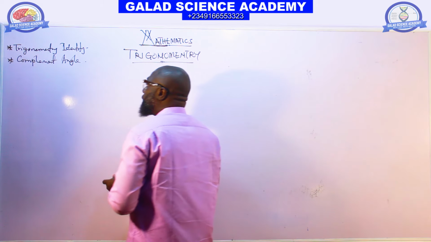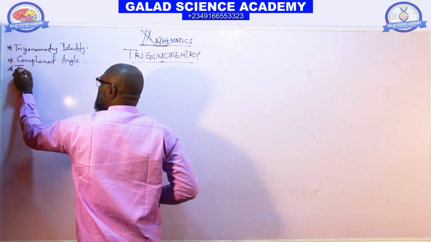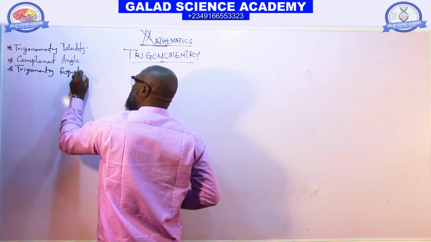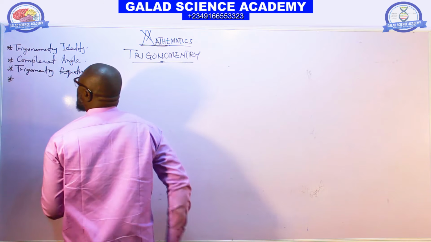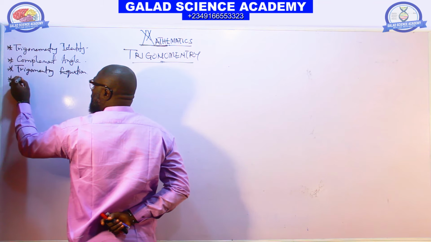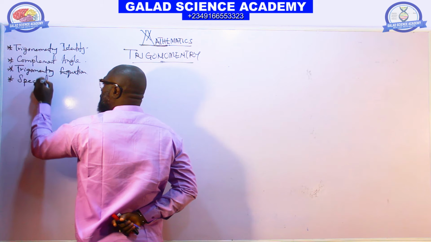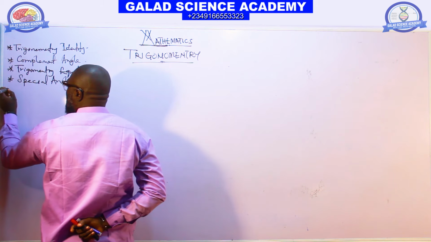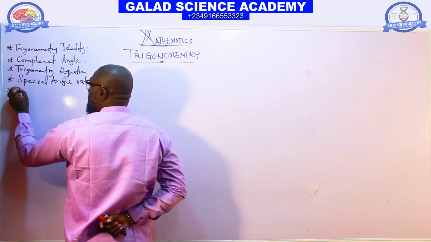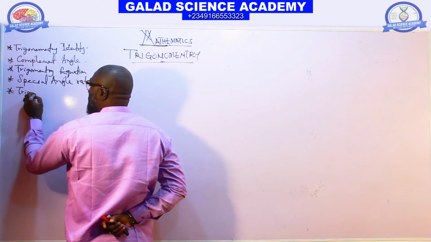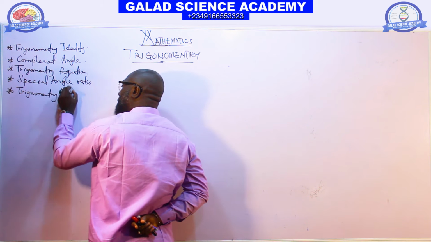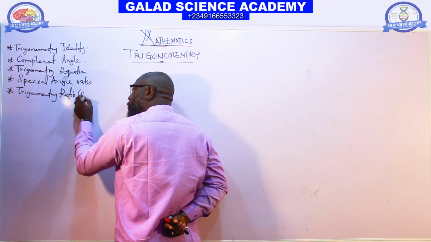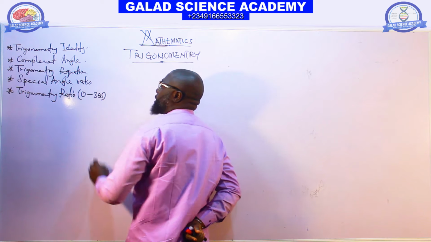Number three, we have trigonometry equation. Four, we have special angle ratio. Five, we have trig ratio of general angle from 0 to 360.